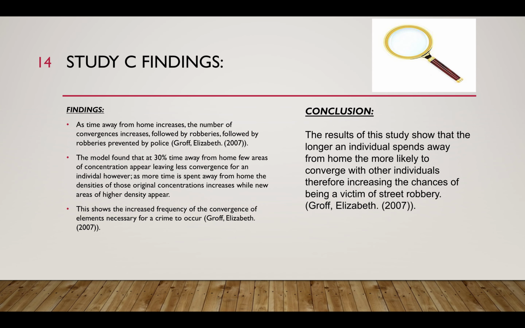The model found that at 30% time away from home, areas of concentration appear, leaving less convergence for an individual. However, as more time is spent away from home, the densities of those original concentrations increase while new areas of higher density appear. That being said, the longer you spend away from home, the more intersections you converge to, the more likely you are to be a victim of crime. So increased convergence is increased frequency of convergence of elements necessary for a crime to occur.